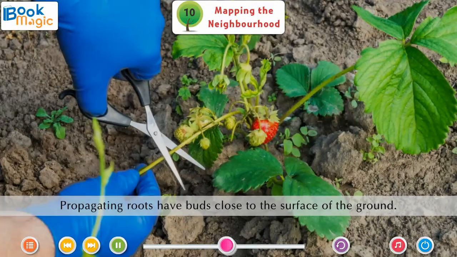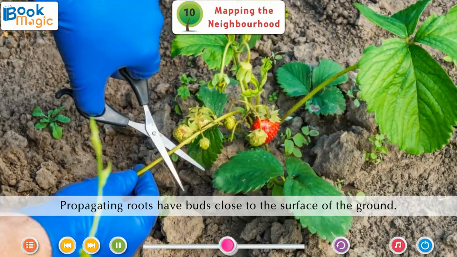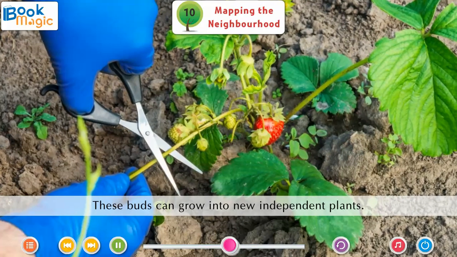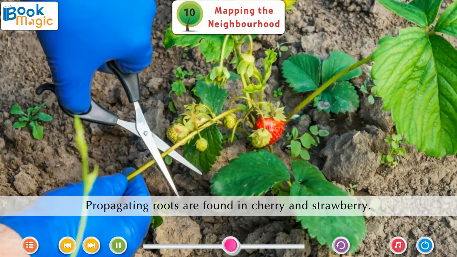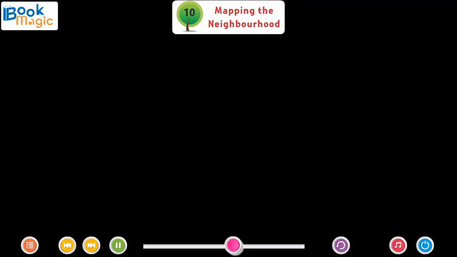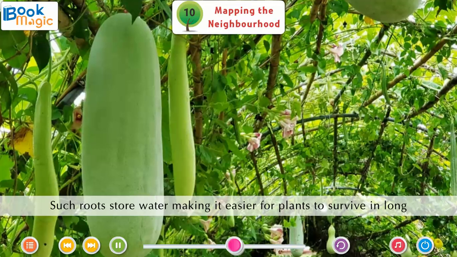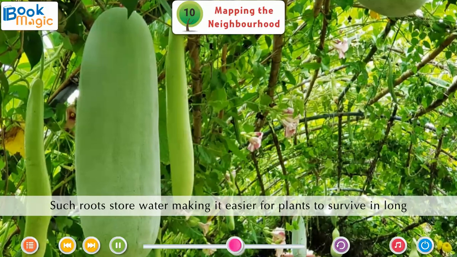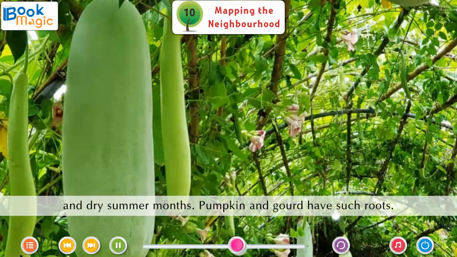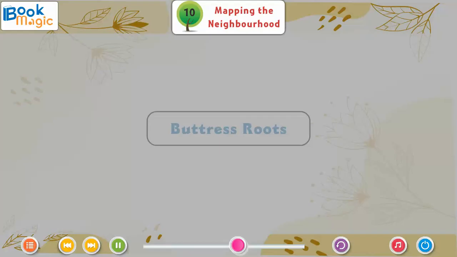Propagating roots. Propagating roots have buds close to the surface of the ground. These buds can grow into new independent plants. Propagating roots are found in cherry and strawberry. Water storing roots. Such roots store water, making it easier for plants to survive in long and dry summer months. Pumpkin and gourd have such roots.